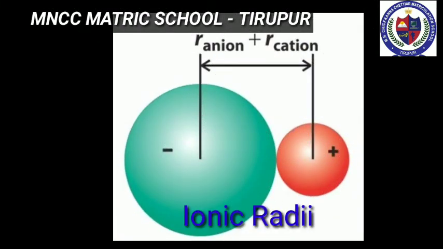Next, let's learn about ionic radii. It is defined as the distance from the center of the nucleus of the ion up to the point where it exerts its influence on the electron cloud of the ion. You know that ions are formed when an atom loses or gains electrons. When a neutral atom loses an electron, it becomes a positively charged ion that is called cation. Next, the gain of an electron by a neutral atom forms a negatively charged ion that is called anion.